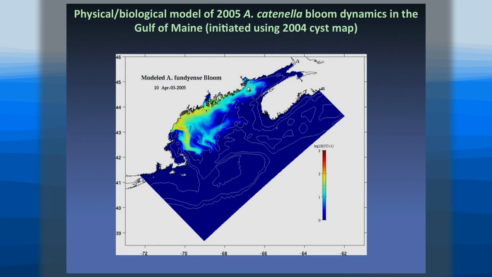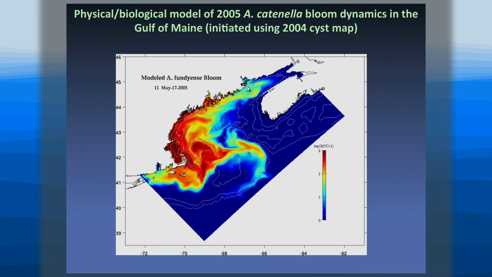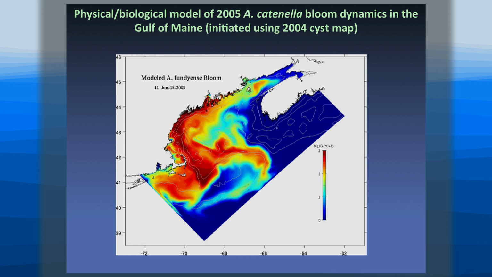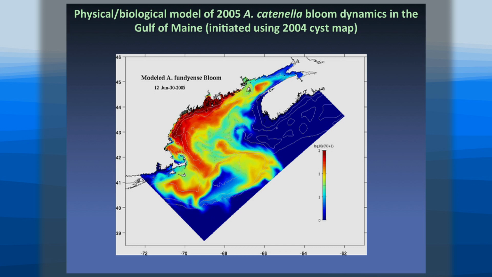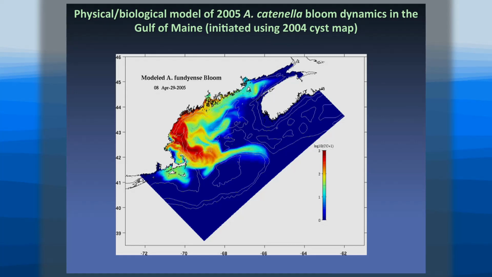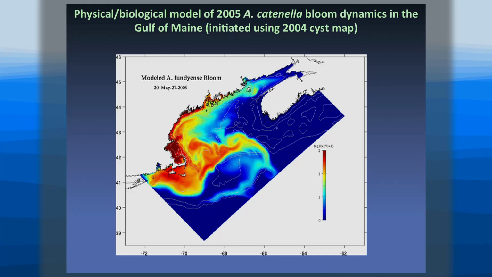Here's a model of the year 2005. We took a cyst map in 2004, and we have actually the way the currents and the rainfall and all the conditions happened in 2005. You can see this is going through, now it's up into June, July, then it's going to start over again in March. So you can see that the bloom is beginning in the areas of those cyst seed beds that I told you, that it's being carried down the coast by these coastal currents and so forth.